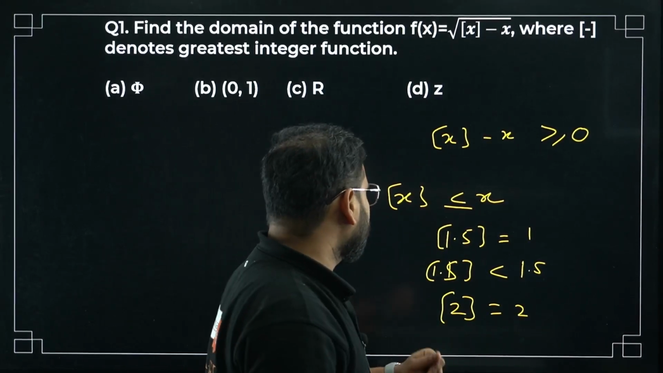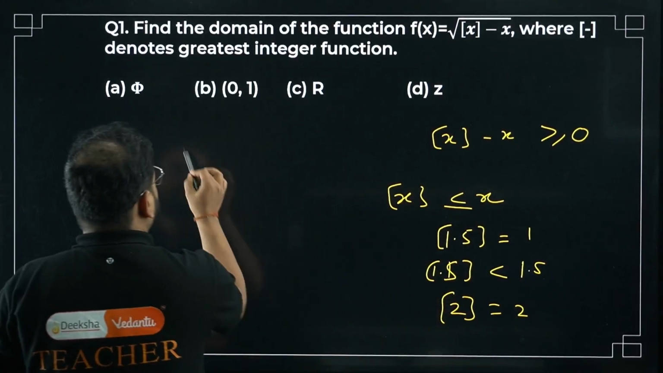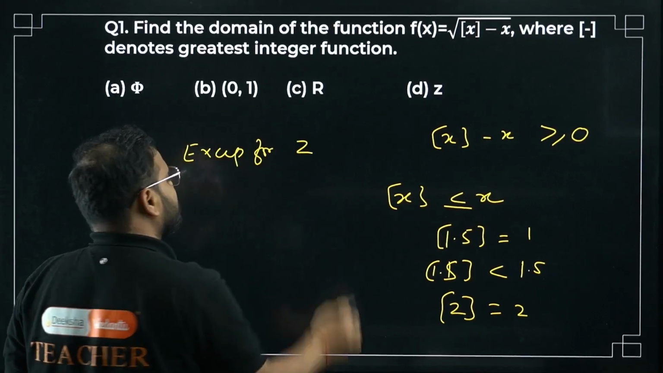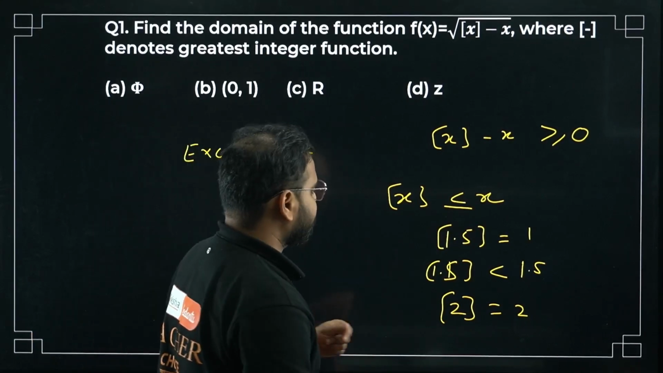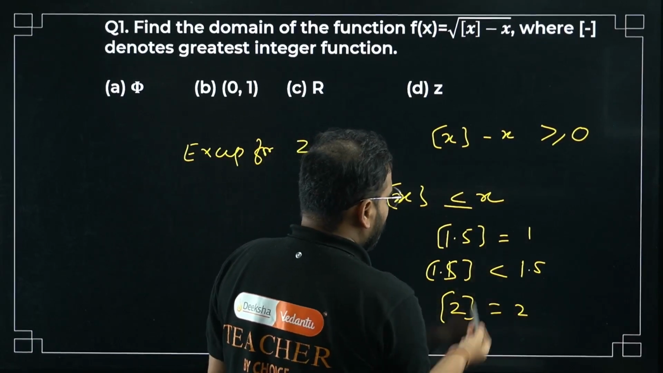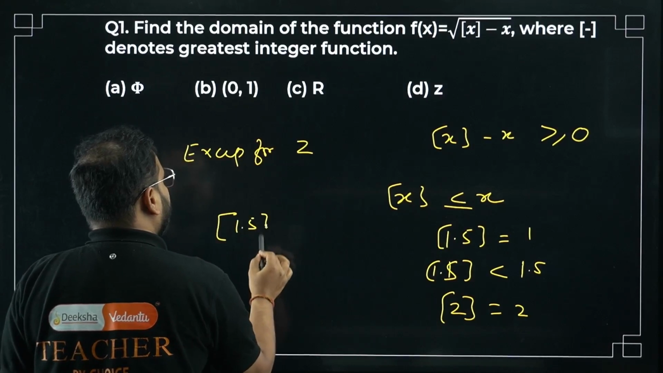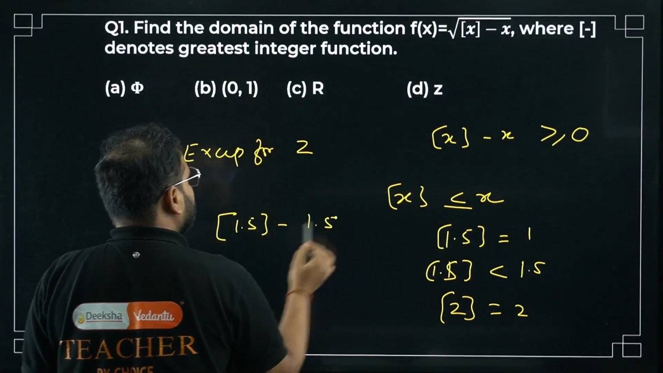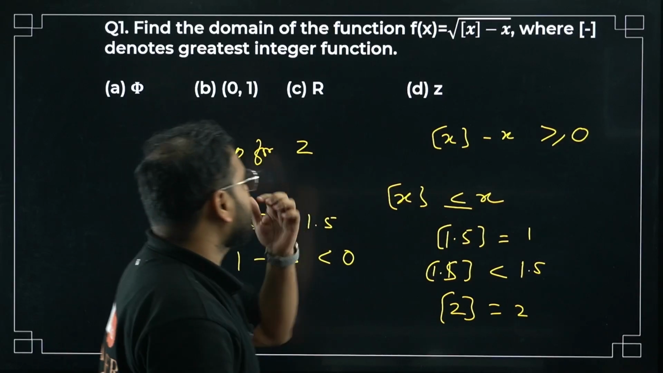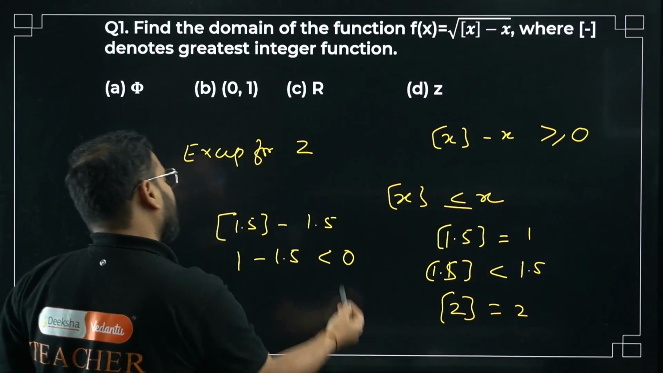So my point is that except for integers, it'll always be negative. This part will become negative, right? Check this out. If I take 1.5 minus 1.5, what is the answer, sir? 1 minus 1.5, what is the answer, sir? Always negative, right? So you take any other number x except for integers, what will happen? It will become less than 0.